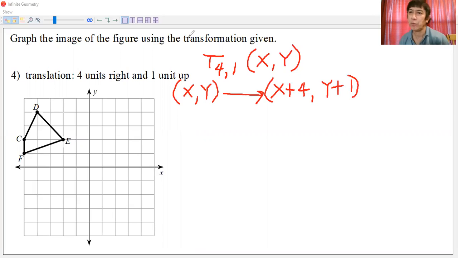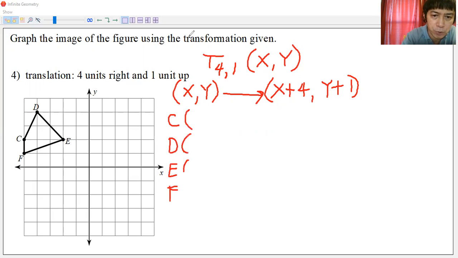Okay, so you see we have formulas for computing the coordinates. x plus 4 for the new x values and y plus 1 for the new y values. Now let's gather all the important vertices of the polygon. This is alphabetic: C, D, E, F. So we start with C, and then D, and then E, and then F. All right, here are the 4 points of the quadrilateral.